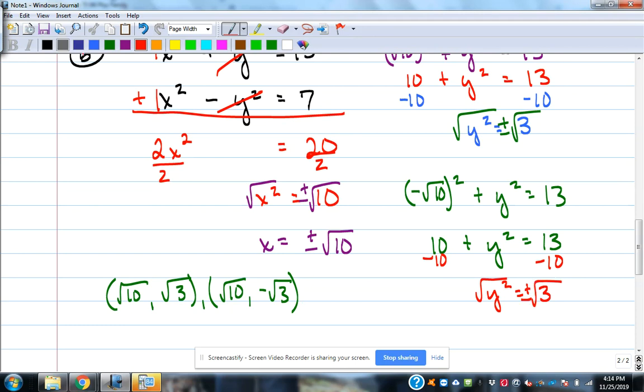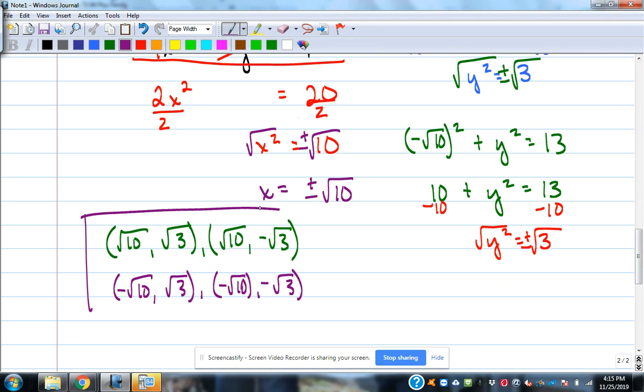So I get negative square root of 10, positive square root of 3, negative square root of 10, negative square root of 3. So this one has 4 solutions to it, or 4 ordered pairs out of that.